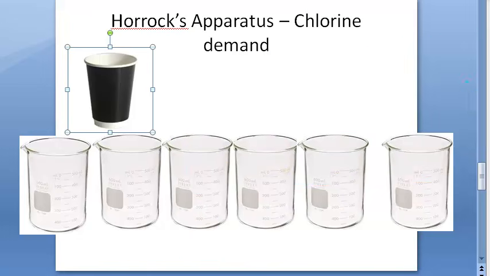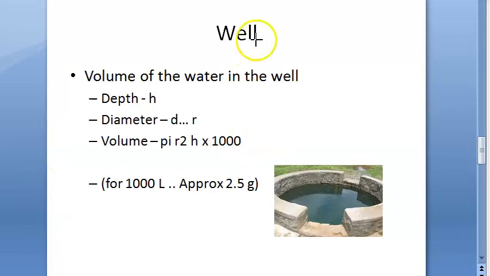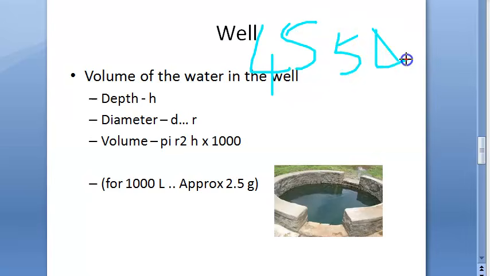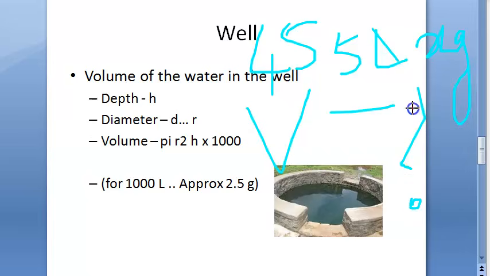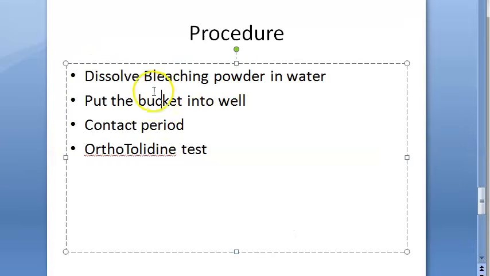So now you had already seen how much water was there in the well; that volume you have calculated. So for 455 liters, if you need some X spoons or X grams, then for this volume of well, how much will you need? You will calculate, right? After calculating the amount of bleaching powder, you will dissolve this in water. That bucket, you will put it in the well, leave it for a contact period of 1 hour. After 1 hour, you will check with the orthotoluidine test. You will check for the free chlorine.